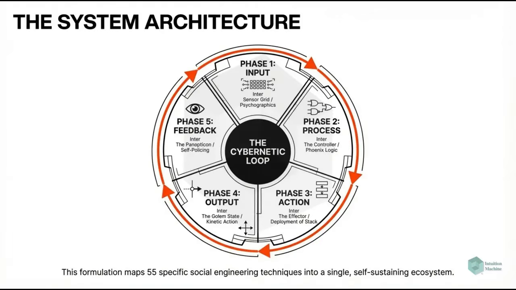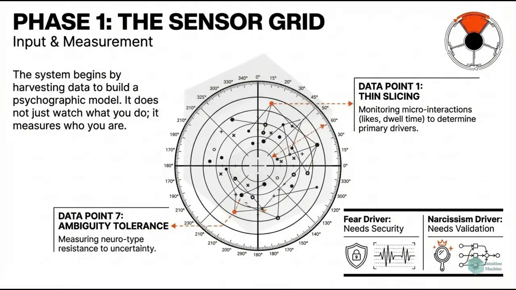The system has 5 phases, each one sets up the next. By the time you reach the end, the tools you'd normally use to resist have already been quietly disabled. Let me walk you through them. Phase 1, the sensor grid. Before the system tries to change you, it measures you.